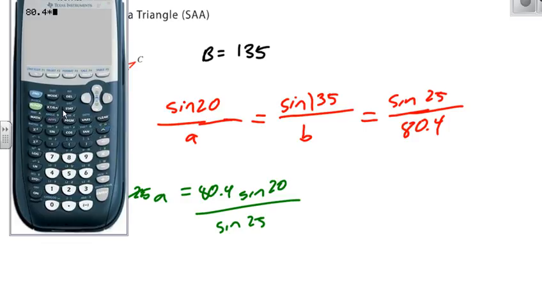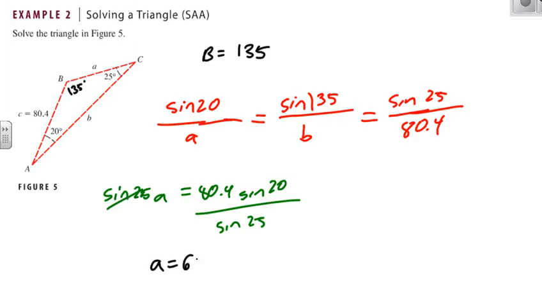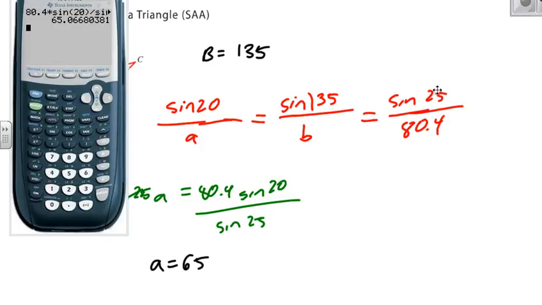80.4 times, make sure you're in degrees, times the sine of 20 divided by sine of 25. So a is 65. We'll round up and say 65.1.